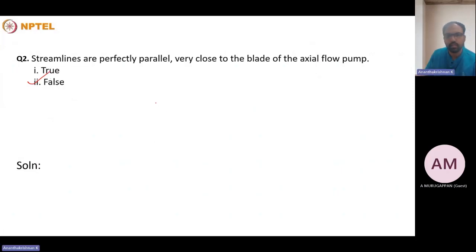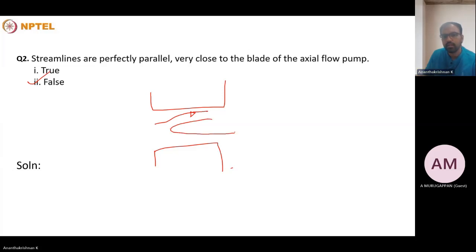So the streamlines would be following a zigzag pattern due to the change in the radial velocity component nearby the turbine blades. But outside that, outside the control volume, it will be following truly parallel sets. It will follow truly parallel sets. The statement is false.